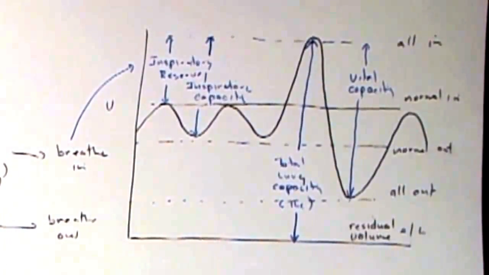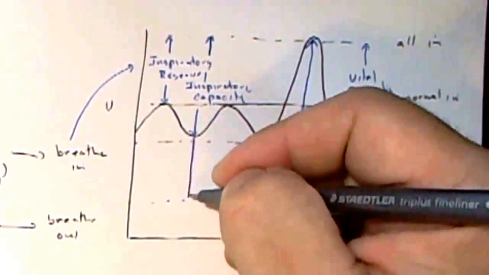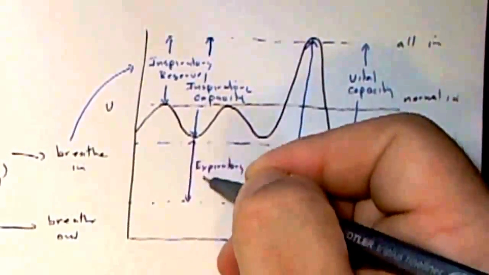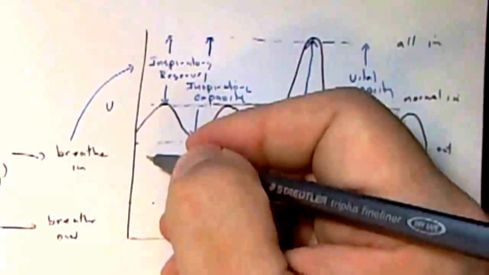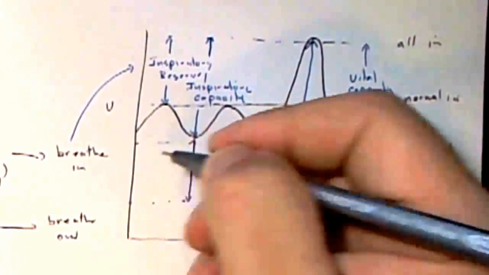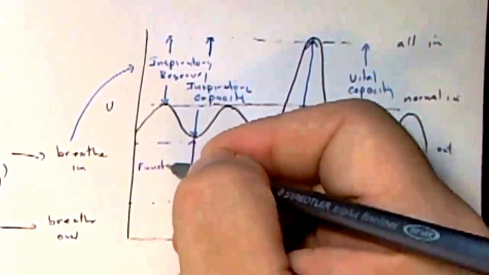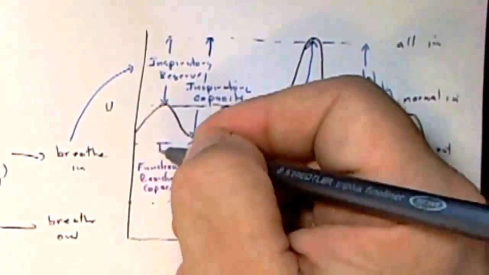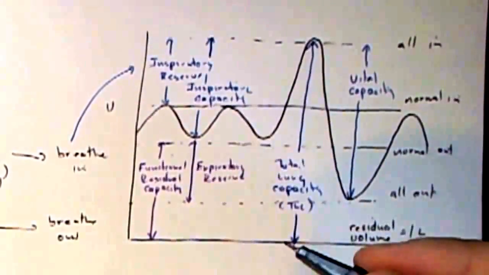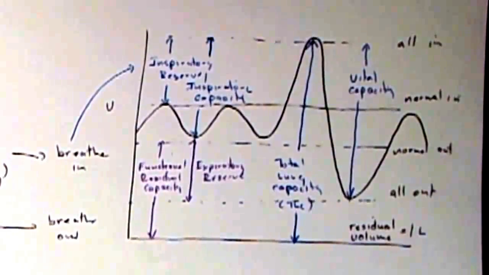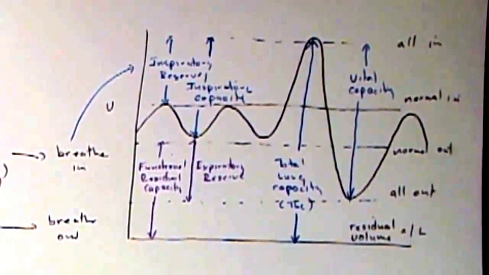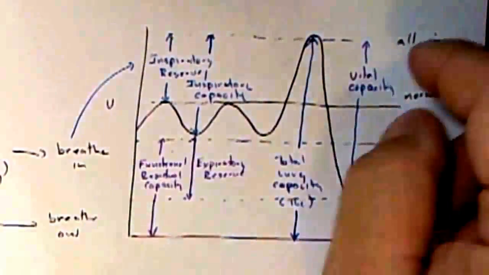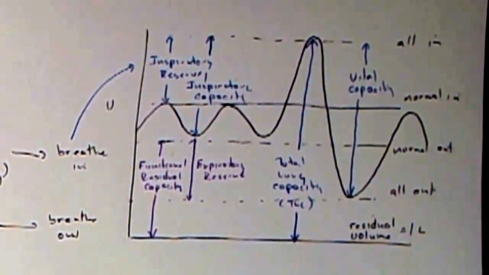Some additional ones here. From a normal breath out to an all out, it's called an expiratory reserve. It's called the functional residual capacity when you're comparing from a normal breath out to the total air in the lungs. All right, so those are some pulmonary function tests, some spirometry things that will come up later, but I wanted to define some terms like inspiratory reserve, inspiratory capacity, expiratory reserve, functional residual capacity. Probably the two most important are vital capacity, and even more important is the total lung capacity.